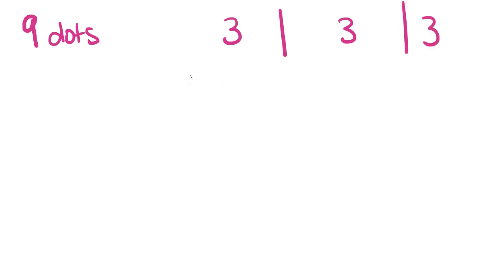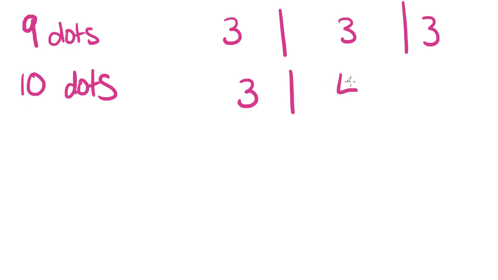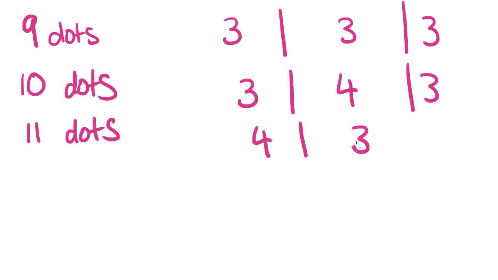Sometimes it won't work that well though. For example, if you have 10 dots, you've got an extra one. So what do you do with the extra? Well, when you have one extra, you put it in the middle group. So instead of going 3, 3, 3, we're going to go 3, 4, 3. When you have 2 extra ones, for example, if you had 11 dots, you've now got 2 extras. So we put the extras in the other 2 sides. So we would say 4, 3, 4.